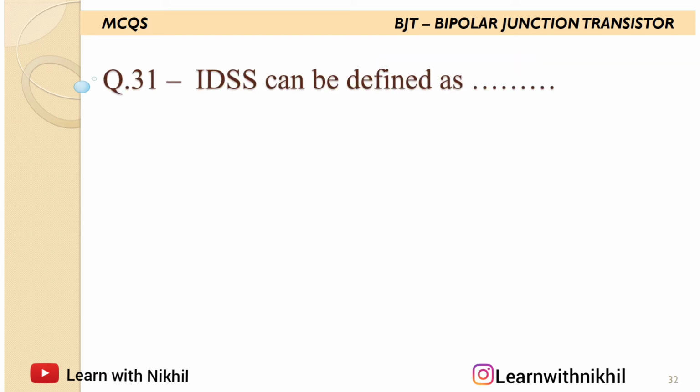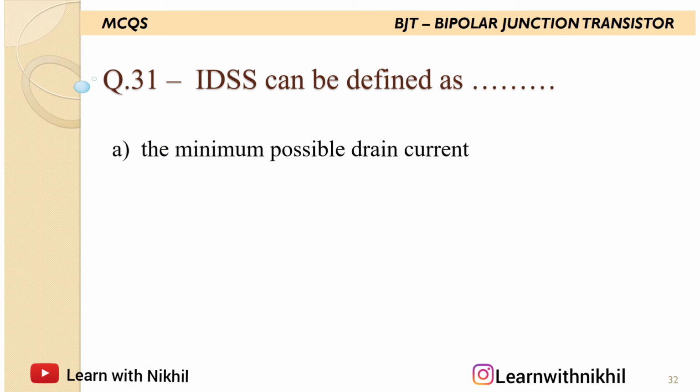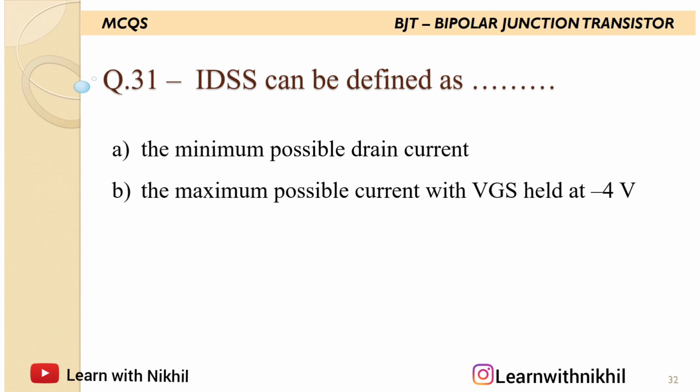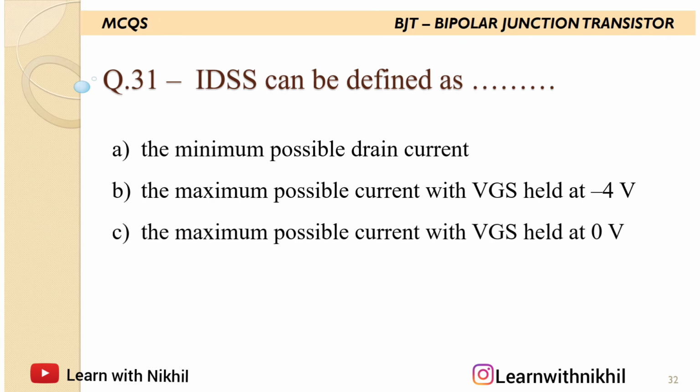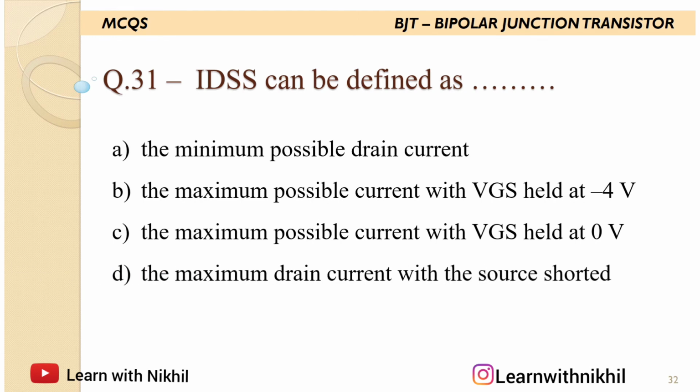Next question. IDSS can be defined as: A. minimum possible drain current, B. the maximum possible current with VGS held at minus 4 volts, C. the maximum possible current with VGS held at 0 volts, D. the maximum drain current with the source shorted. And the answer is the maximum possible current with VGS held at 0 volts.